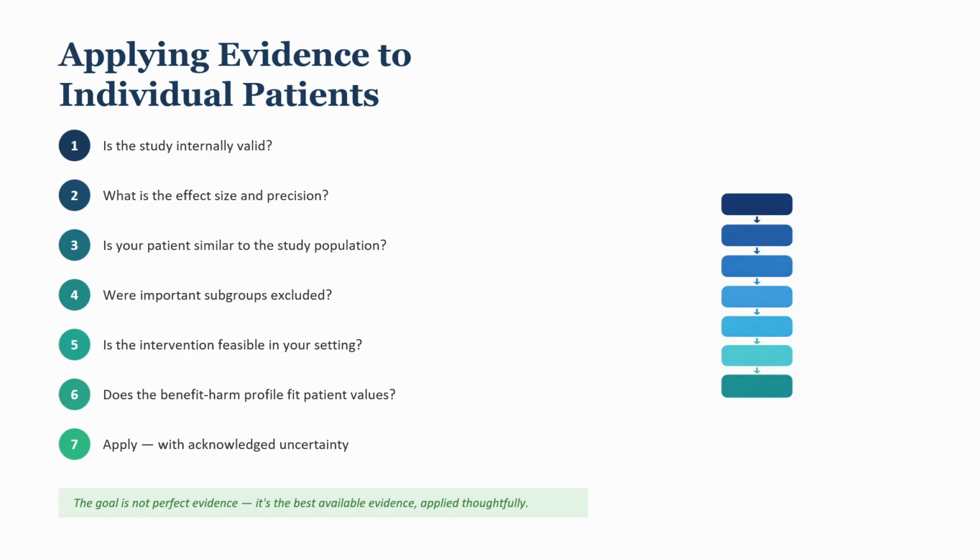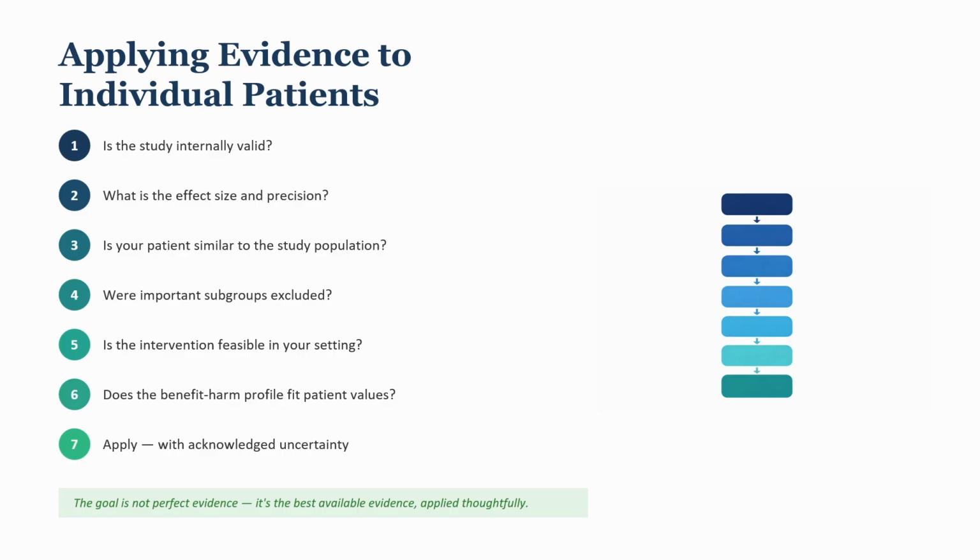Let's put all of this into a practical framework you can actually use when reading a paper and deciding whether to apply its findings to your patient or population. Step 1. Is the study internally valid? Run through the bias and confounding checklist. Is the sample size adequate? Were appropriate statistical methods used? You're asking, did this study get the right answer for its own population? Step 2.